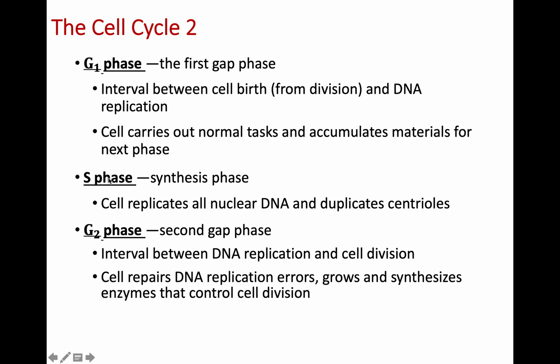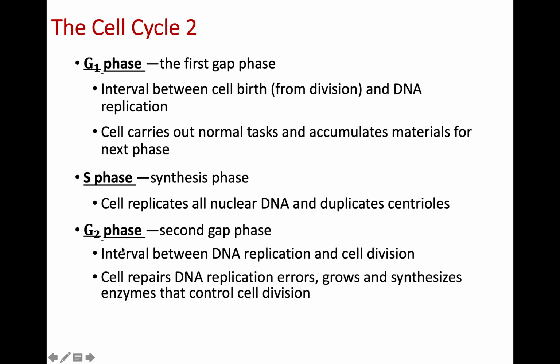During S phase, not only do we replicate the DNA within the nucleus, but we also replicate the centrioles. And recall, the centriole is that structure that makes the microtubules that we use to help move the chromosomes around during mitotic phase. After we replicate the DNA, we go to the second gap phase, G2.